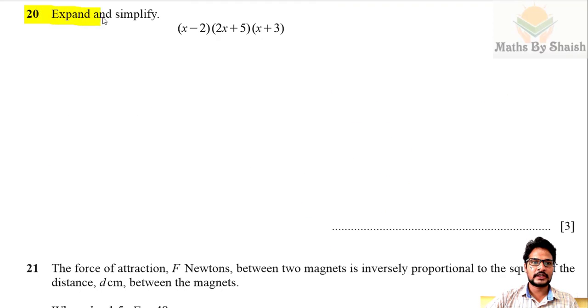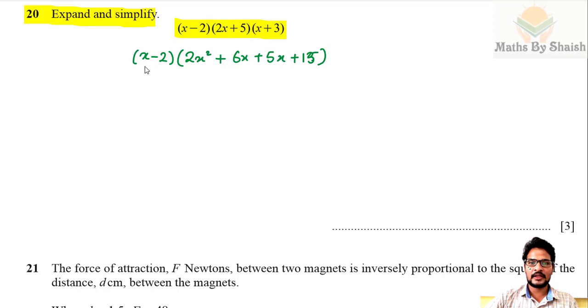Here's the 20th question. Expand and simplify this. If it is expansion, we are going to choose 2 at a time, and then we'll multiply by the third. So let's put 6x minus 2 as it is, and then we multiply this. 2x into x becomes 2x square. 2x into 3, 3 2s are 6x. 5 into x, 5x. 5 3s are 15. Before multiplying further, we will simplify it. It is 2x square plus 11x plus 15, and now we will multiply one by one.